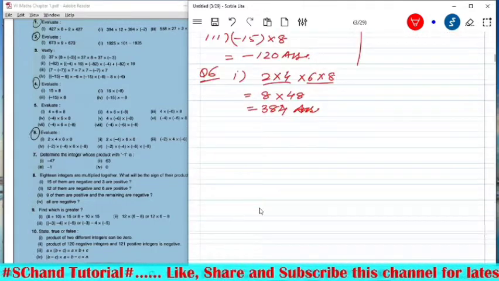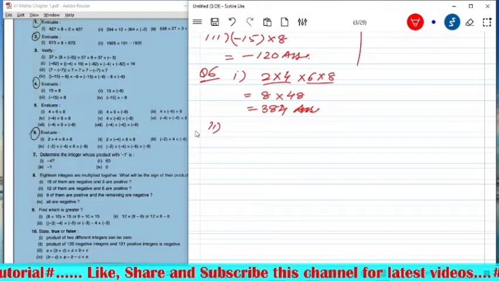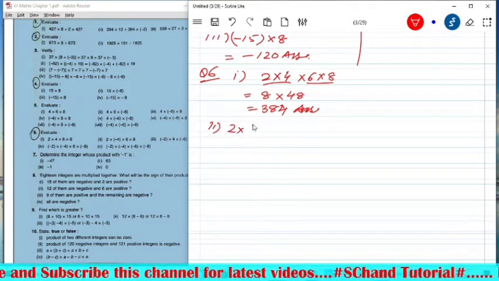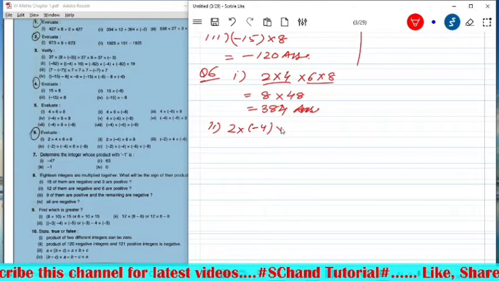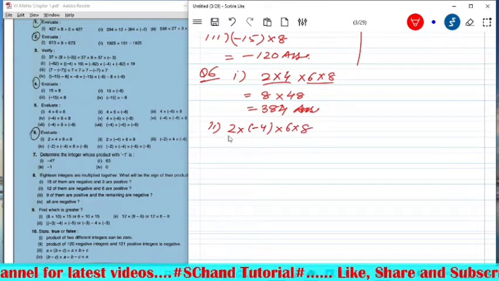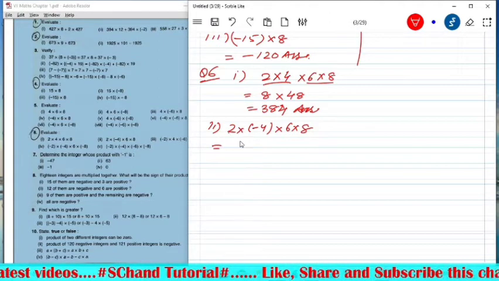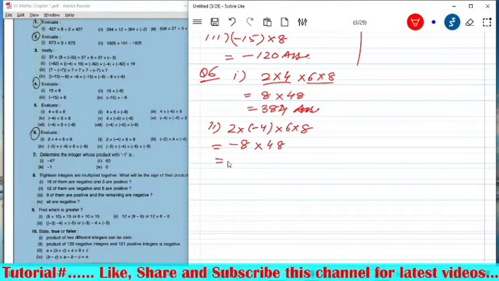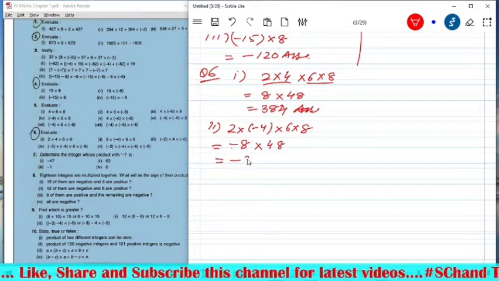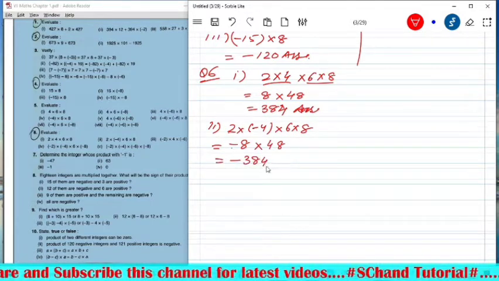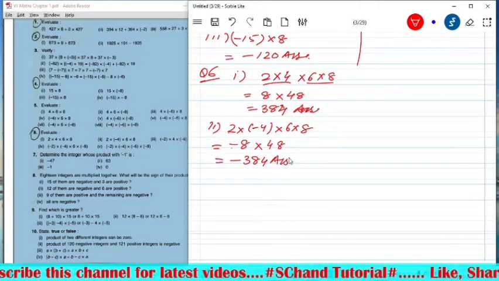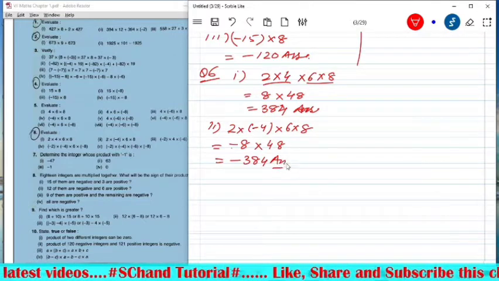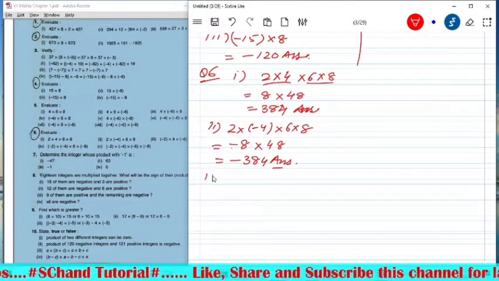Then we have the second part. Second part is 2 into minus 4 into 6 into 8. So in the same way, this will become positive and negative. Negative, minus 8 into 48. So this is again negative and positive. Answer will be again negative, minus 384. So in this way you can solve the third one also.